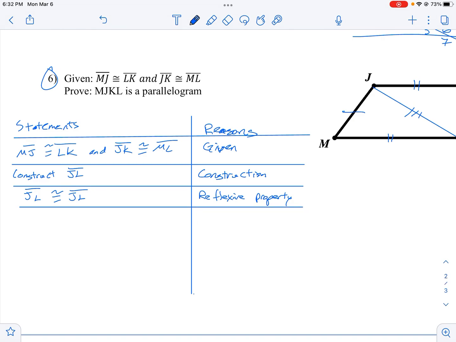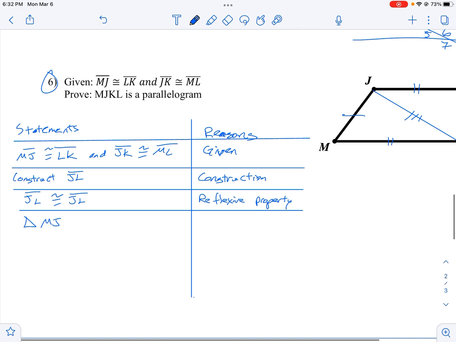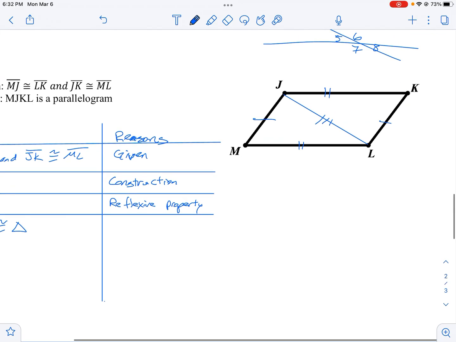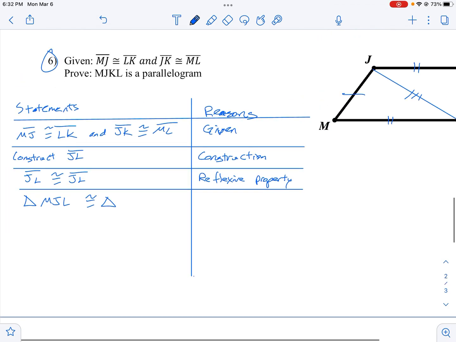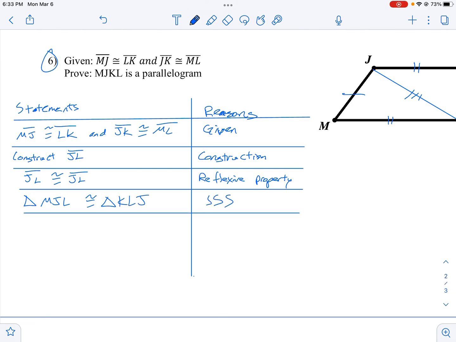And I already said at the beginning that these sides are congruent, so I can actually just jump straight to triangle MJL is congruent to, and you have to do it in the same order, so MJL, that's going to be KLJ. And they're congruent by side, side, side. We got two triangles with congruent sides, so all the angles are going to match up now.